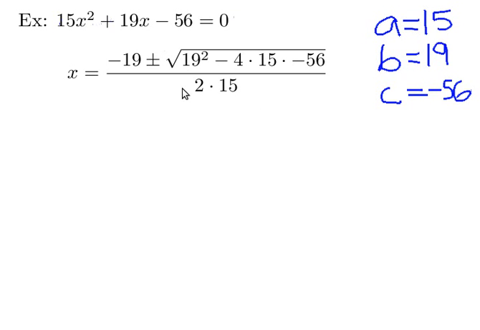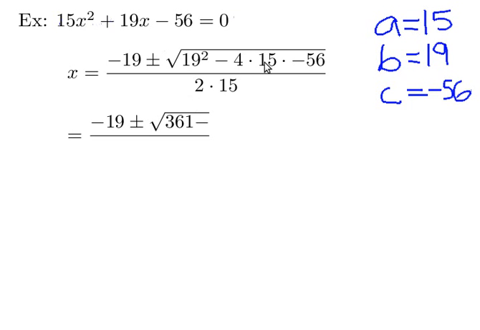Okay, I'm going to want to simplify this just a little bit. So we're going to have x equals negative 19 plus or minus. We want to simplify the inside of the square root. 19 squared is actually going to be 361. You could do that by hand, but it'd be easier to do it by a calculator.